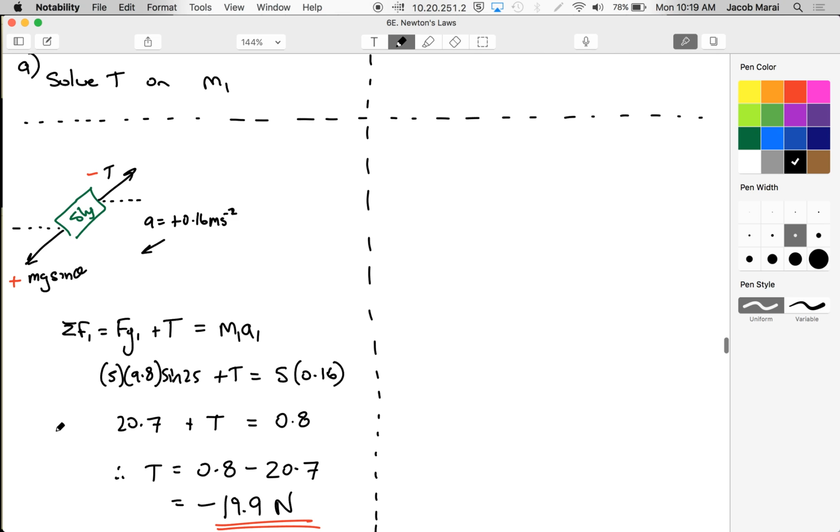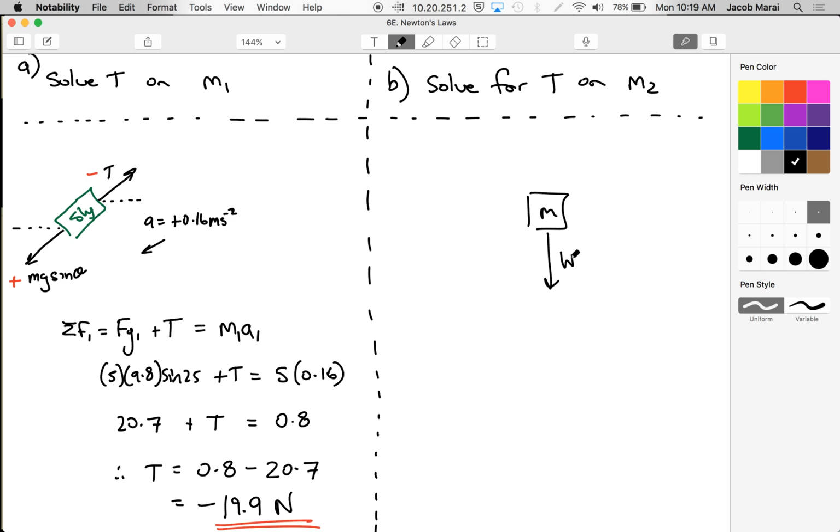So we know that the answer is 19.9. Let's just prove it by solving for T on m2. I'm going to draw now my hanging mass. I've now got my weight 2 and my T. We need to assign a convention. Weight is negative, T is positive. And what way was our acceleration? Try again, it was upwards. So again, we're going to have to say that this guy is positive.